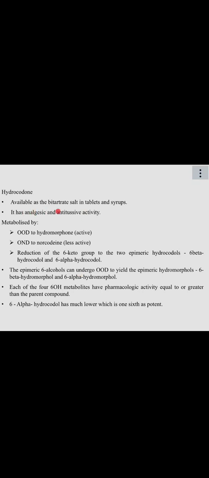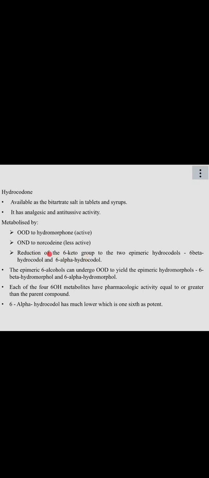Hydrocodone, again, is available as the bitartrate salt in tablets and syrup. It has analgesic and antitussive activity. Again, it's just understanding these compounds: metabolized by oxidative O-dealkylation to hydromorphone, oxidative N-dealkylation to norcodeine, and reduction of the 6-keto group, the two epimeric hydrocodols, the way we saw that the 6 keto group can undergo reduction to give you either the alpha or beta hydroxyl group.